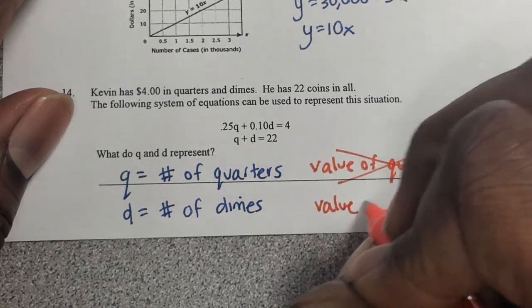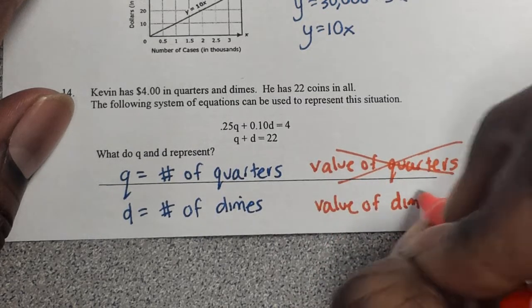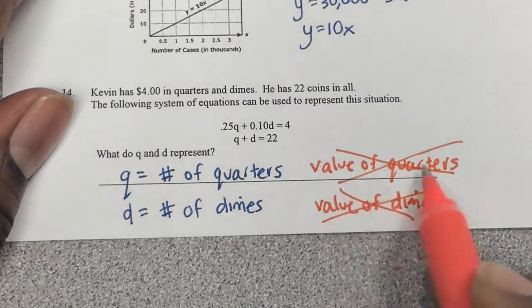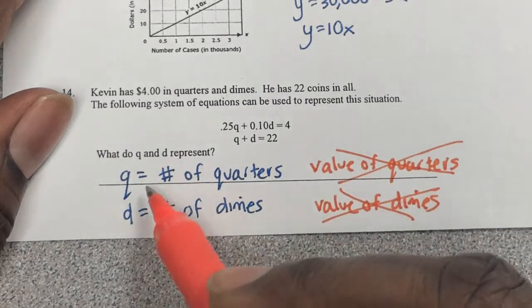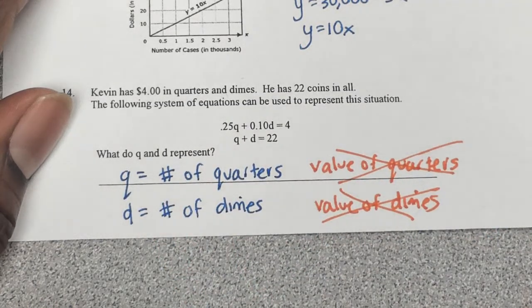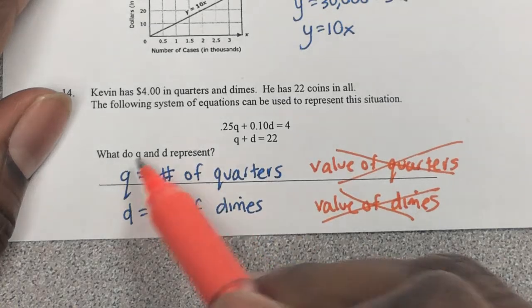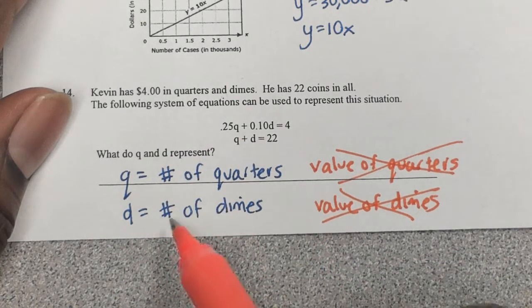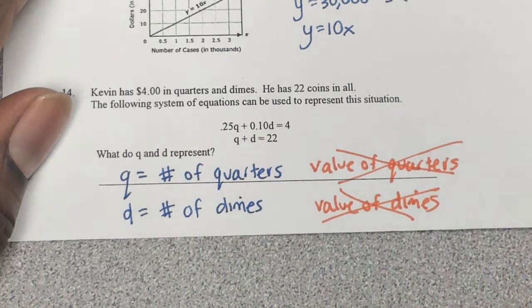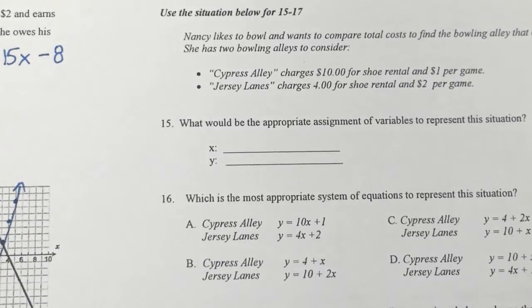It's going to say value of dimes. No. Value means how much it's worth, 25 cents. The number of means like how many quarters do you have? Count your quarters. So Q and D represent the number of, not the value. Keep that in mind tomorrow when you're taking the test.